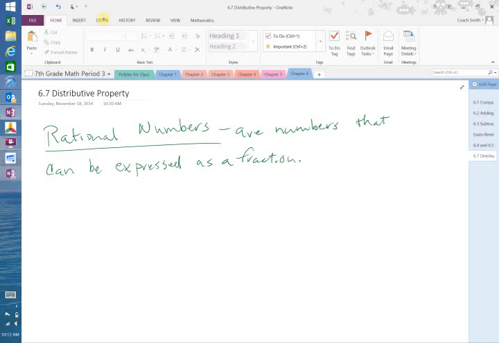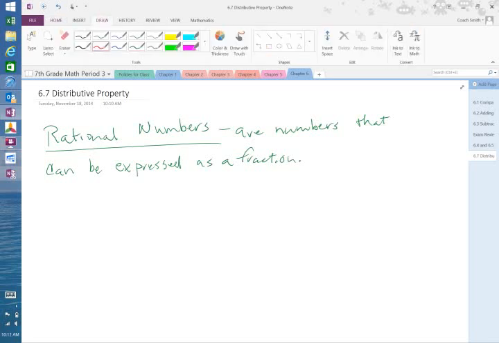Anytime you have, so for example, negative 3.2. Can negative 3.2 be expressed as a fraction? Yes, it can. If you were expressing negative 3.2 as a fraction, that would be negative 3 1/5. So negative 3.2 is a rational number, because it can be expressed as a fraction.